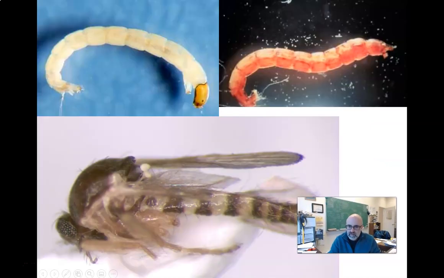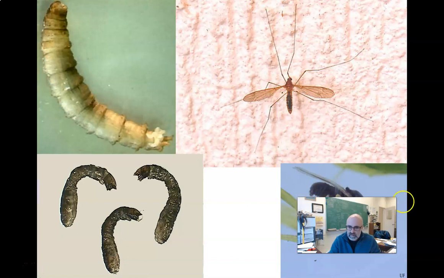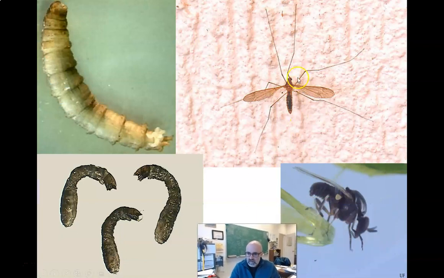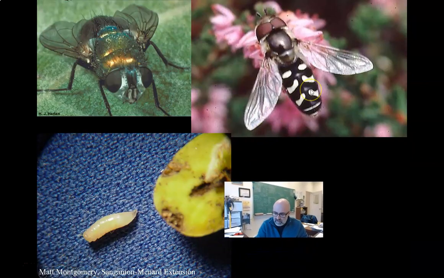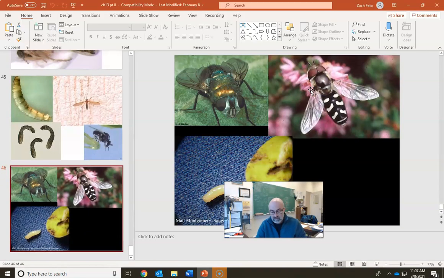Dipterans, things like mosquitoes. This is a crane fly, apple maggot flies, bee mimics. All right, lots and lots of diversity. All right, so that's Arthropod 2. That's everything you need to know for this next test.